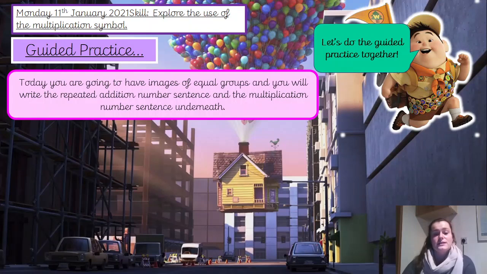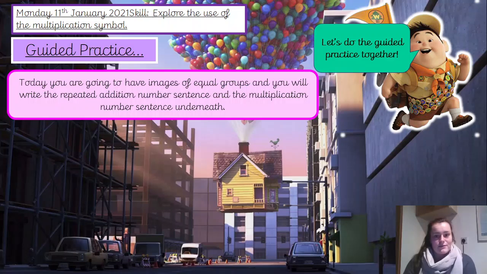Okie doke, so today you are going to have images of equal groups, and you will write the repeated addition number sentence and the multiplication number sentence underneath. If you don't have access to a printer and you're not able to print off the resources for this lesson, you can just draw the pictures of the groups. They're on a PDF underneath this video on the website, but as always I will put them on the screen as well. They are slightly smaller today, so it might be easier for you to open the PDF. That is on the website, not on Discord.